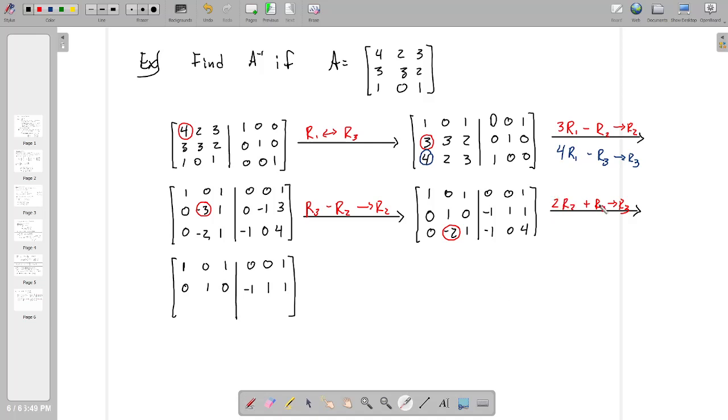And 2 times row 2 plus row 3. So 2 times 0 plus 0. 0. And we want to keep that 0 there. That's why we don't use row 1. 2 times 1 plus negative 2. So 2 times 1 is 2. 2 plus negative 2 is 0.